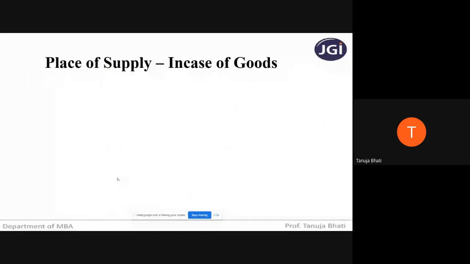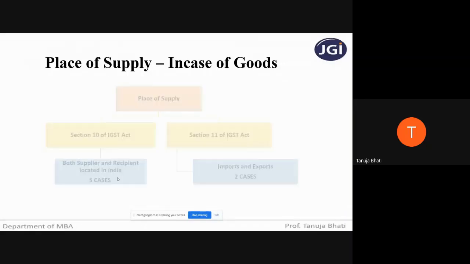Next, place of supply in case of goods. See, place of supply is different when it comes to goods as well as services, because we have seen in time of supply that time of supply is different in case of goods as well as different in case of services. Similarly, place of supply is also different for goods as well as different for services.